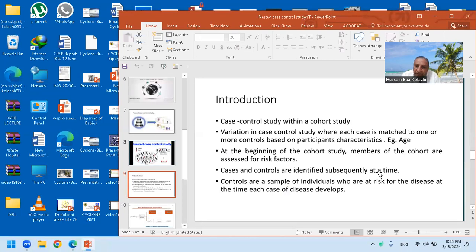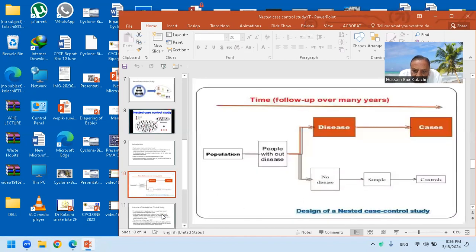This is important. In the initial stage it is a cohort study, but in between, when sufficient cases have occurred, you select the sample and continue. What are the benefits? We will discuss later on. Controls are a sample of individuals who are at risk for the disease at the time the case of disease occurs. This shows another timeline and follow-up, so you can see how the case control works.